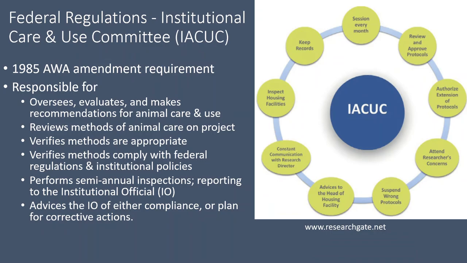Federal Regulations, Institutional Animal Care and Use Committee, IACUC. 1985 saw a major revision of the AWA, thanks to the Improved Standards for Laboratory Animals Act. This introduced stricter standards for animal care. It also introduced the requirement of establishing institutional animal care and use committees, IACUCs. The amendment established IACUCs as mandatory oversight bodies within research institutions.